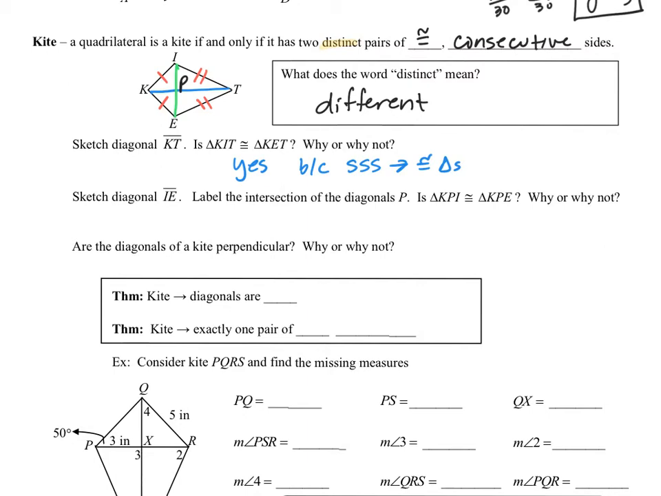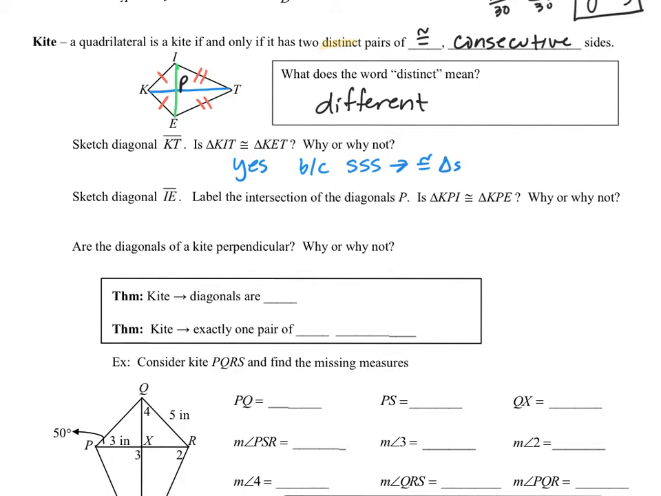Well, I hope you're able to answer yes to that question. The reason the two triangles would be congruent is, first of all, we know they have one pair of sides congruent. They also share a side. And remember a minute ago, we said that triangle KIT was congruent to triangle KET. So that means that we have a pair of congruent angles.